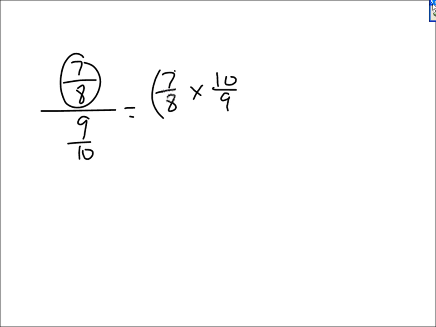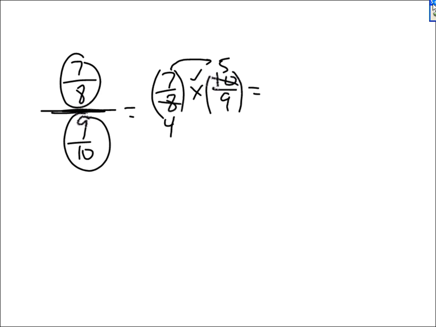If somebody asks you to divide 7 over 8 by 9 over 10, one way to do it is say, well, 7 over 8 times, and flip over, the 10 over 9. Keep the 7 over 8, change the division, and flip over this number. And if you can reduce, you can. 2 goes into both of these numbers 4 times and 5 times, and we're reducing. 35 over 36. That's one way of doing it.